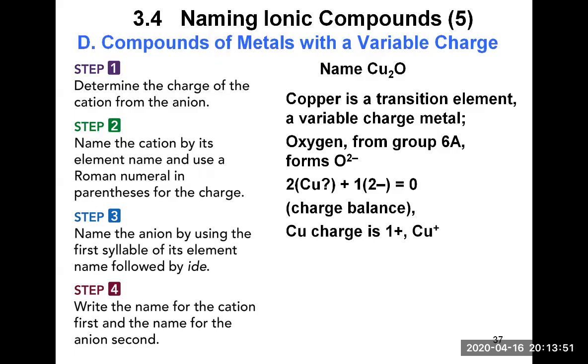So the name is copper(I), with the charge in Roman numeral. And then we name the anion. Oxygen, when it's the ion, is called the oxide ion. You change the ending to "ide." And so that means we have copper(I) oxide.